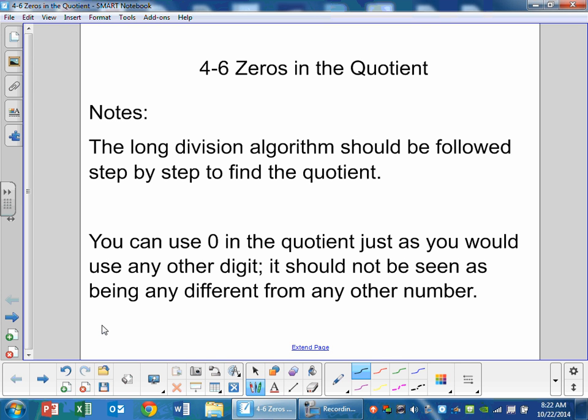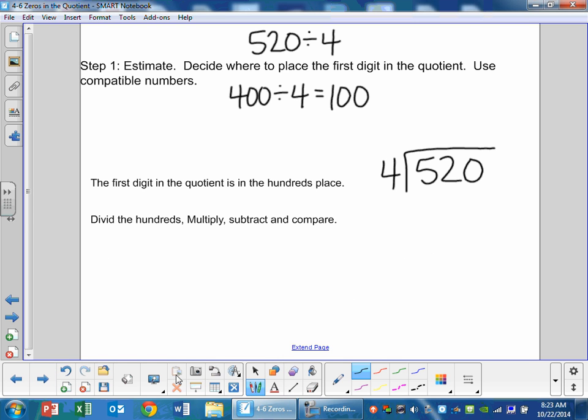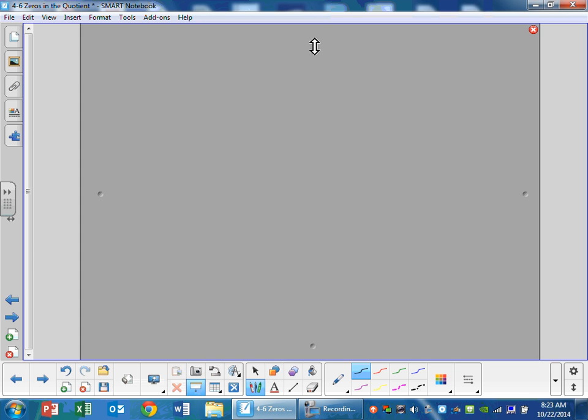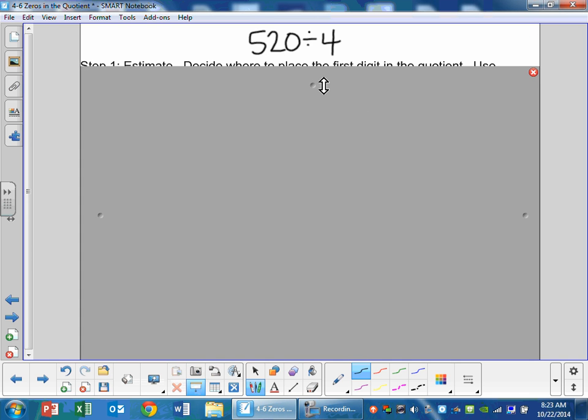Okay, so we are going to do a problem together, and I want you to copy the problem down and also copy the steps. And I am going to try to record from the smartboard. So hopefully you can still hear me. So go ahead and copy down this practice problem. 520 divided by 4.